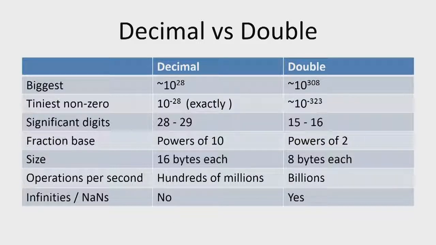And finally, we're not going to talk too much about this in this course, but double has a facility to represent quantities that are either infinite or are not a number at all. So you think about 0 divided by 0, for example, right, would in a double be represented as NaN, as not a number. 1 divided by 0 would be represented as infinity. There is no such concept in decimals.